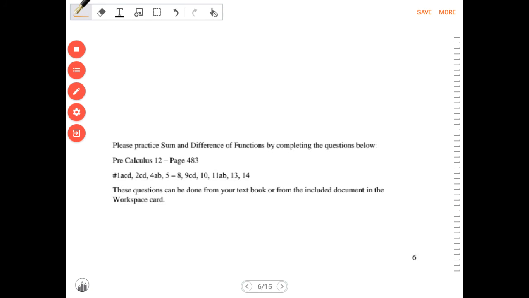Now, to practice this stuff, I would like you to complete the following. So page 483, these are the numbers that I require you to do. Okay, you can do more if you want. Remember guys, answers are in the back of the textbook, so you can check your work as you go. That's not a big deal. You can do them right from your textbook, or you can use the workspace card, which I do recommend because then you can print and write all over those sheets.